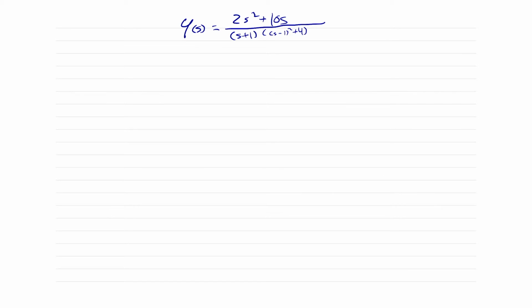All right, now let's see what we get. So we get Y of s is equal to 2s squared plus 10s divided by s plus 1 times s minus 1 squared plus 4.